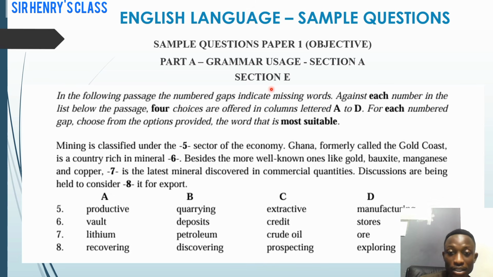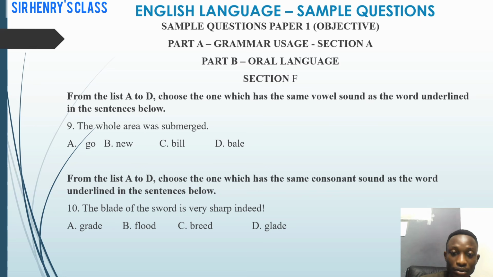So we have section E, where you are going to fill some areas with options or words that are grouped down here. I want you to try your hands on all this, and then send me a copy of what you had in the notification box. This is the oral language section F, which I was talking about, where you'll be doing vowel sounds and consonant sounds. If you need assistance on it, just hit me up in the notification, and I would take you through it.